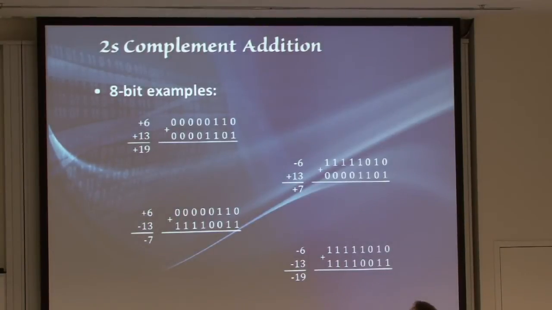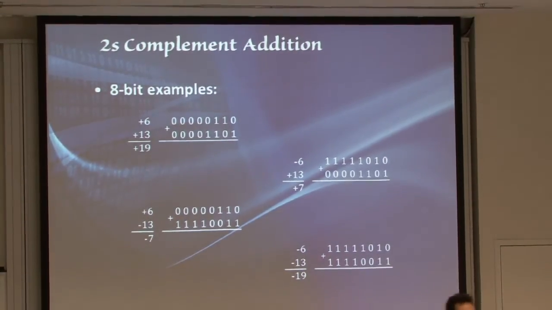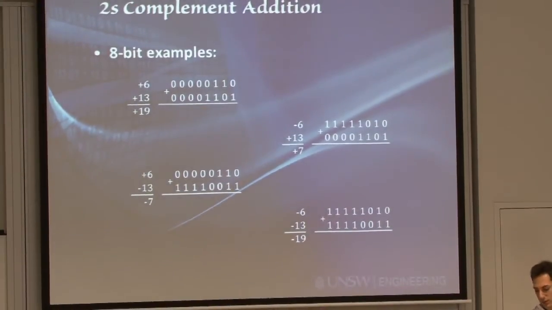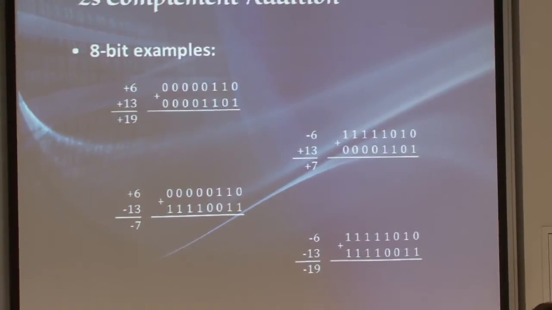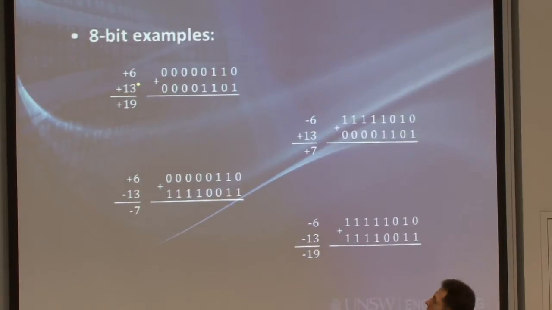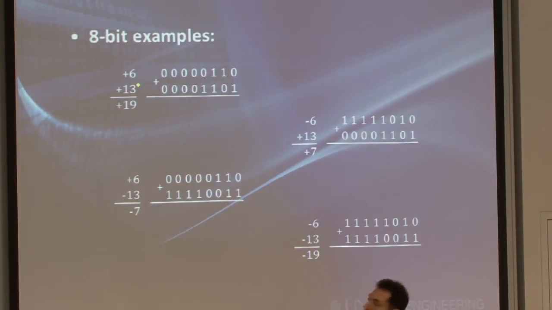For example, I have several different cases here. I add two positive numbers, one negative and one positive, then one positive and one negative, and two negatives. Hopefully, in all cases, I will get the correct answer. So if I wanted to add 6 and 13, I know the answer in decimal should be 19. Hopefully, that's what I'll get in binary as well.